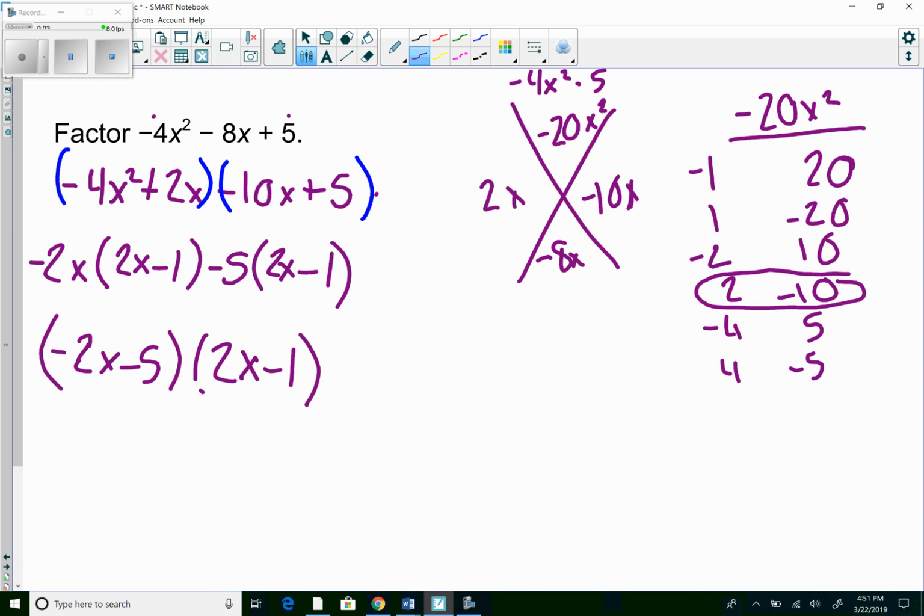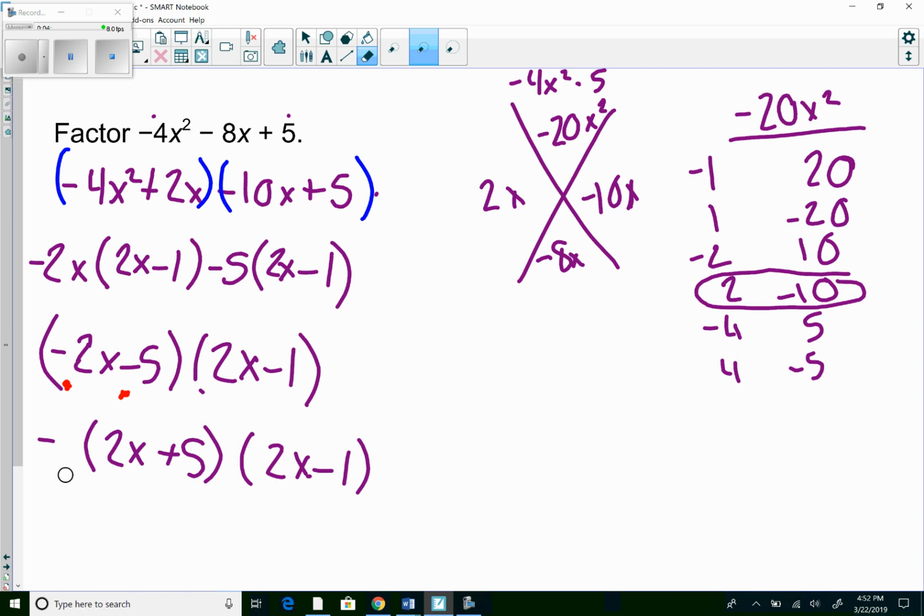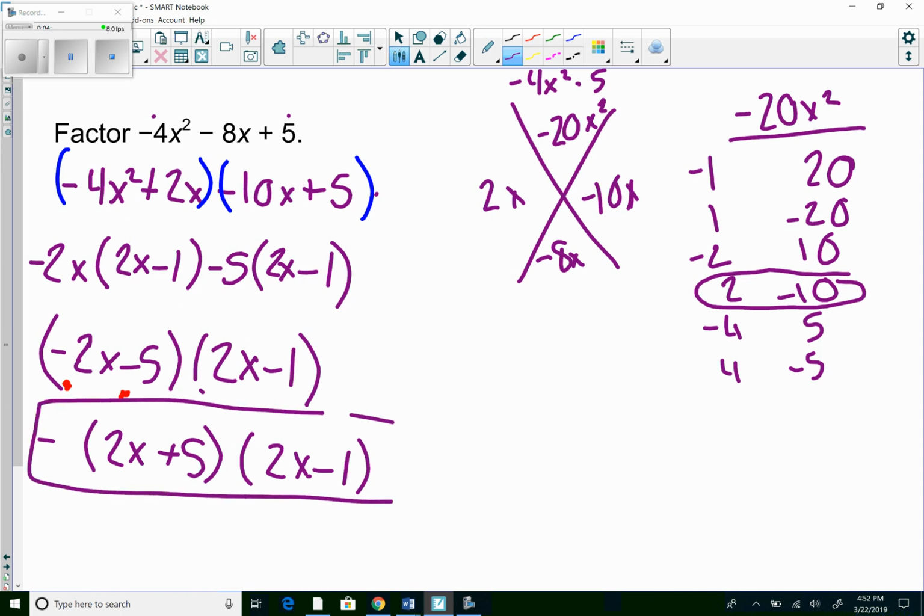And just as an extra step, here's what we want to do. Since both of these are negative, since that 2 and 5 are both negative, we're just going to factor out a negative 1. So then I'm going to leave this as 2x plus 5, and I'm going to leave that as 2x minus 1. And I really don't think you need the 1 there. I don't think your book is going to need you to do that. So in the end, our solution comes out to be negative, and then our first binomial is 2x plus 5, and our second binomial is 2x minus 1.